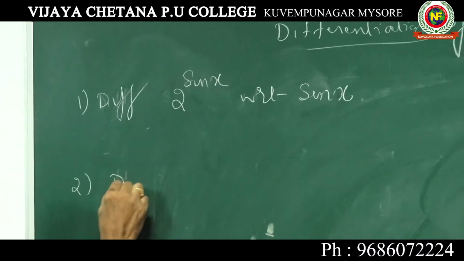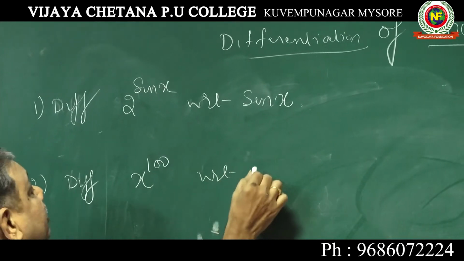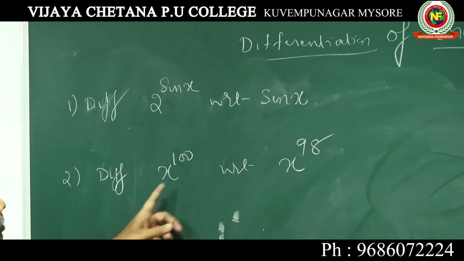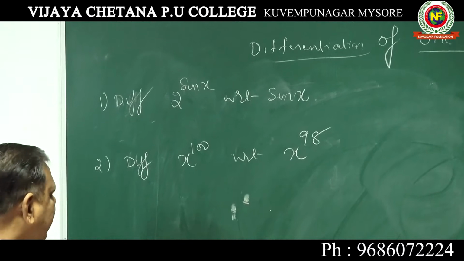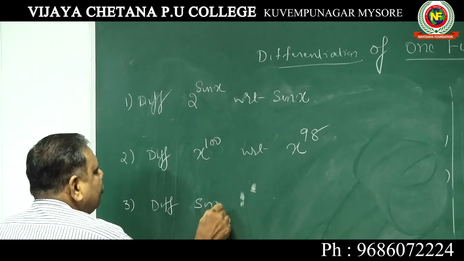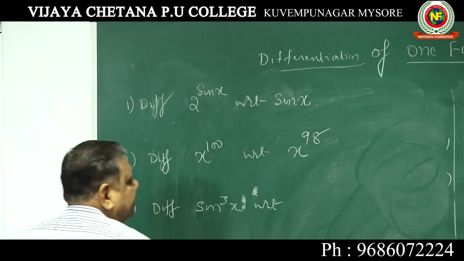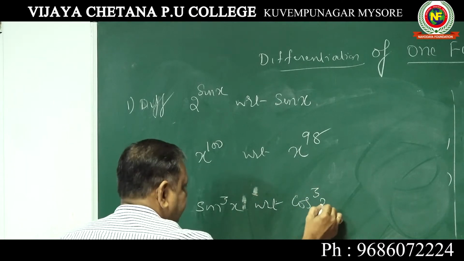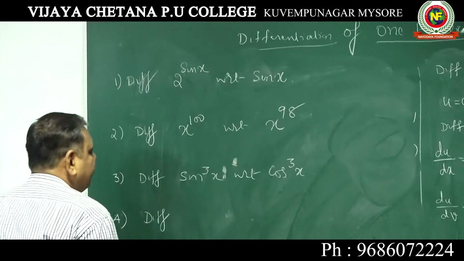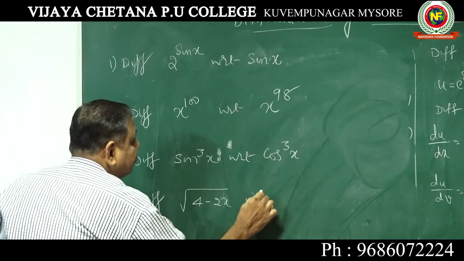Second one, differentiate x to the power of 100 with respect to x to the power of 98. So this is 100 x to the power of 99, and 98 x to the power of 97; you will calculate and you will get it. Third one, differentiate sin cube x with respect to cos cube x. Then fourth one, differentiate root of 4 minus 2x with respect to root of 5x minus 1.